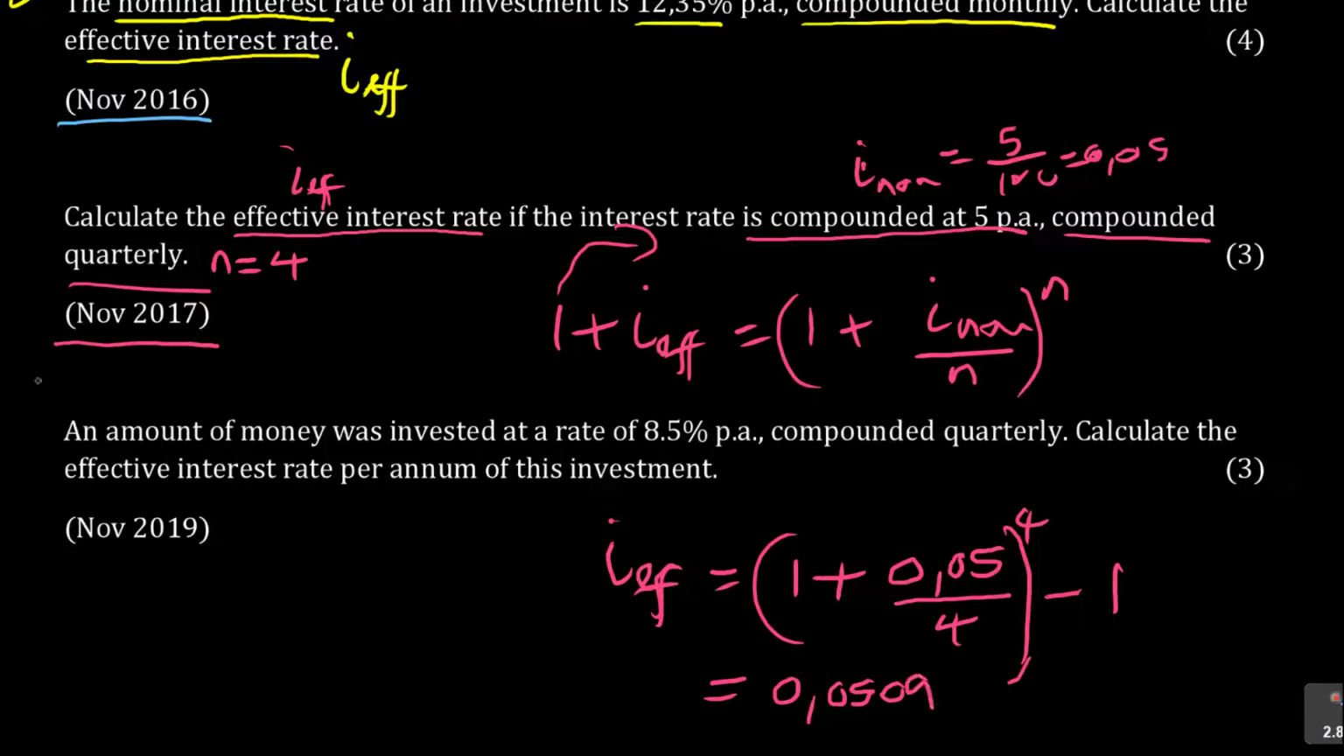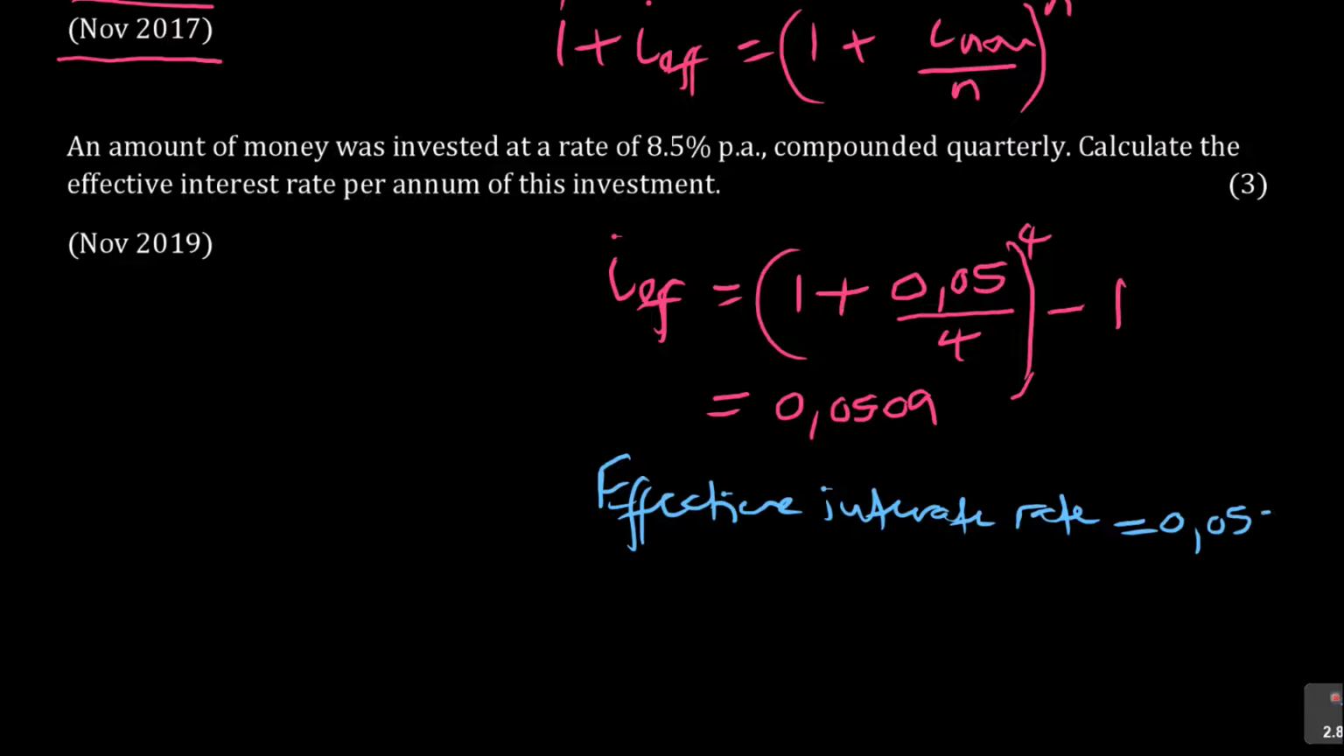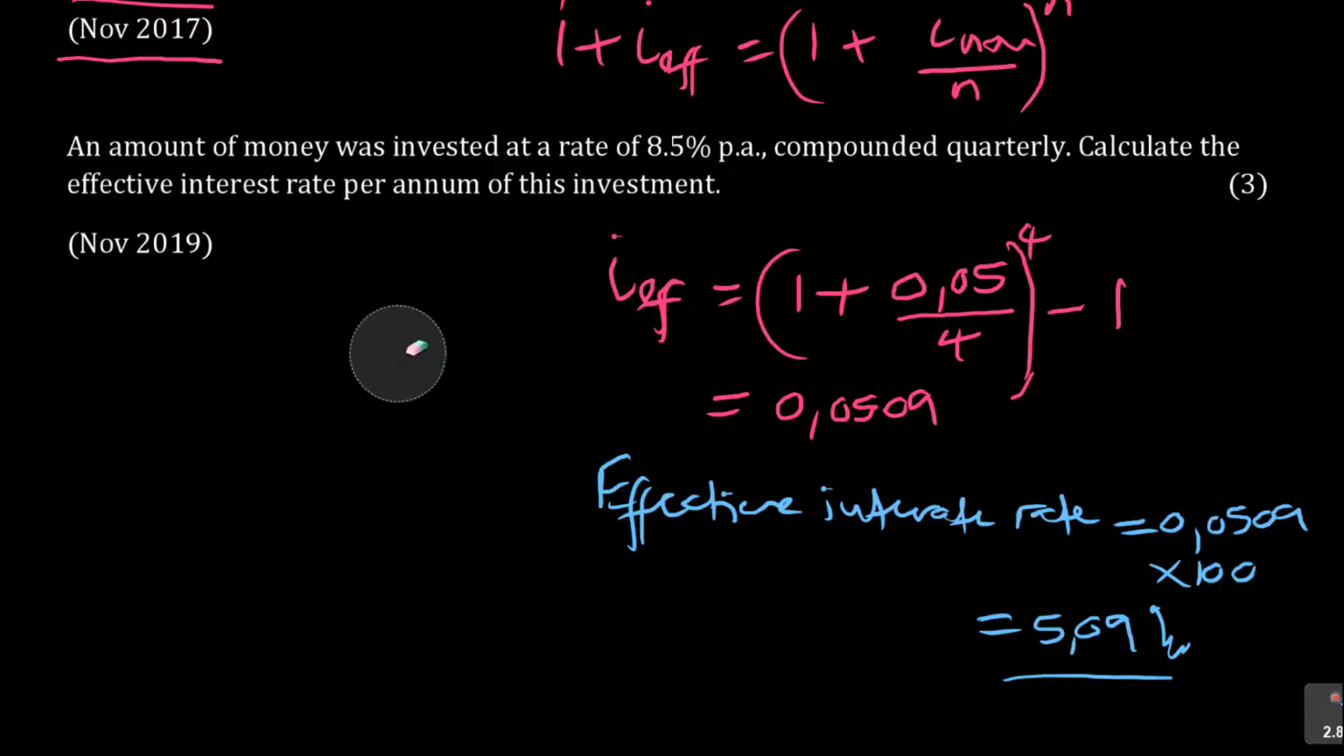0,0509, and then what you do is you're choosing now to convert this to say the effective interest rate, you write that. That's how you write it. Is equal to 0,0509 times 100, which is equal to what? 5,09%. Are you getting that? So that is how you go about answering that.